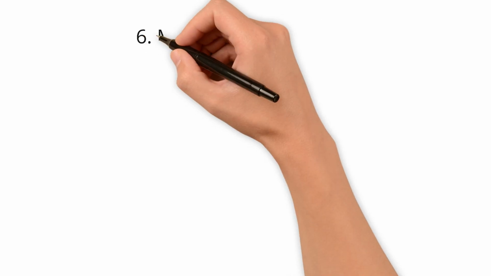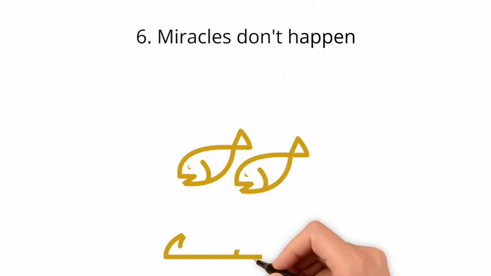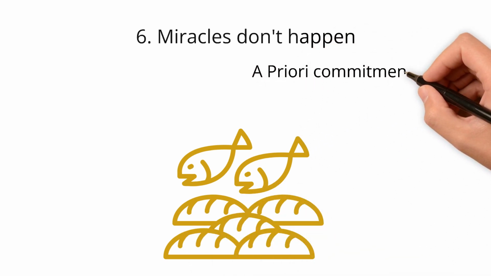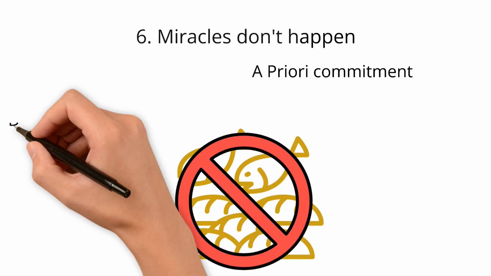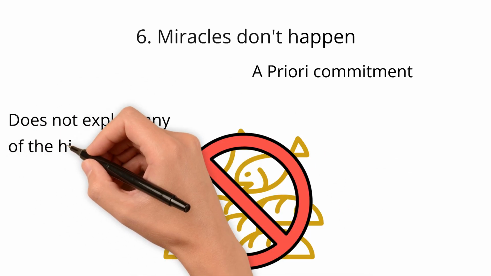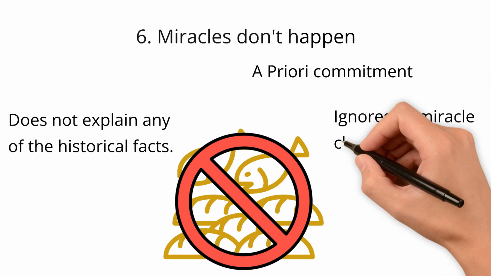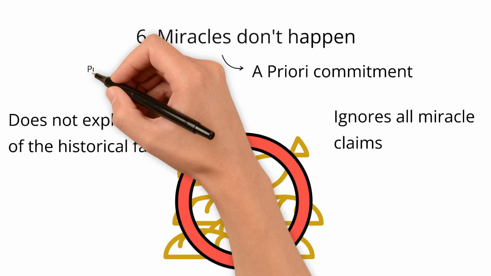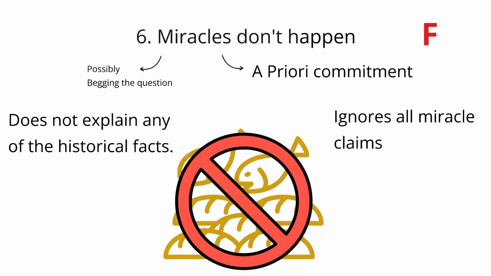Number 6, miracles don't happen. This is not so much a hypothesis, but more of an a priori commitment to disbelieve anything miraculous. It does not explain any of the data. Saying miracles don't or can't happen explains none of the facts surrounding the resurrection, and it's likely begging the question. It also ignores the testimony of many miracle stories, both in ancient times and even today.